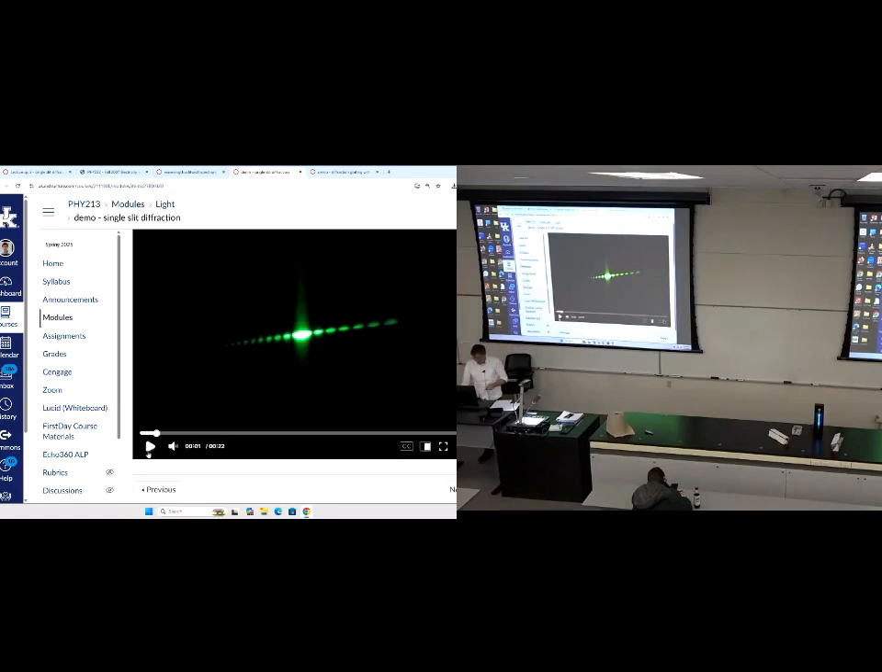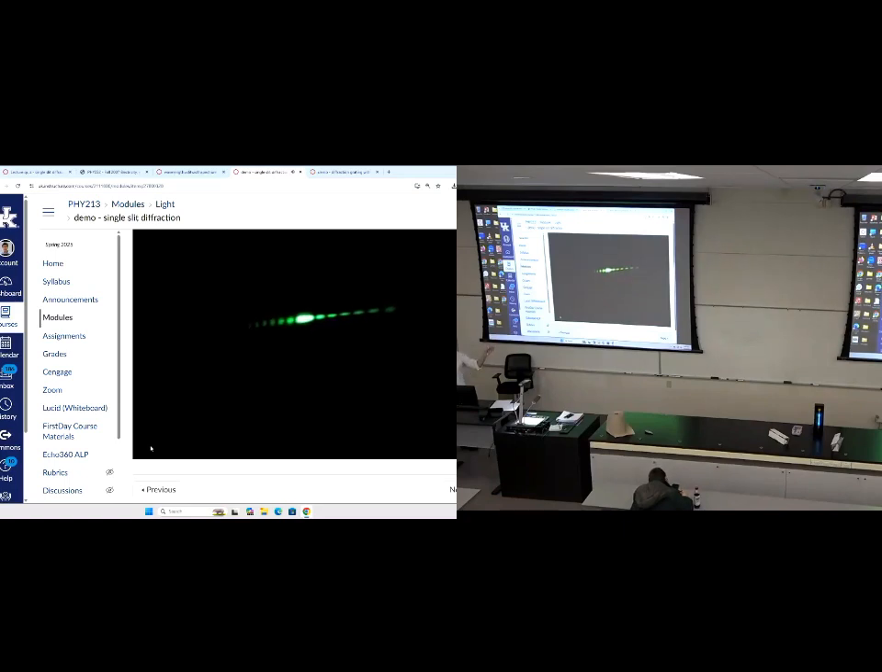And then I'm going to change the size of the slit. And we're going to watch this pattern go wider. What I'm actually doing is narrowing the slit. So the smaller you make the slit, now I'm going to make it wider again. The narrower you make the slit, the broader the diffraction pattern gets. And the wider you make it, the narrower the diffraction pattern gets.